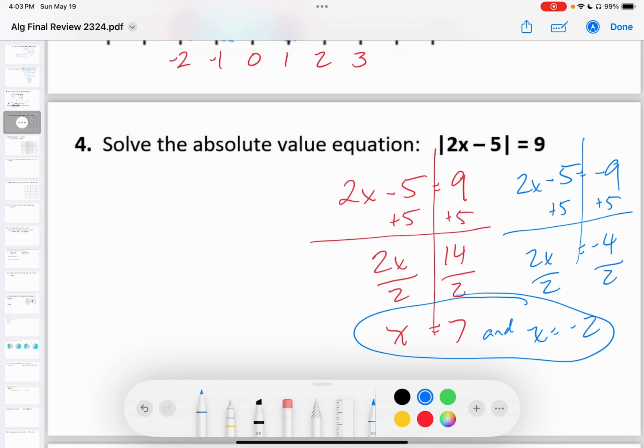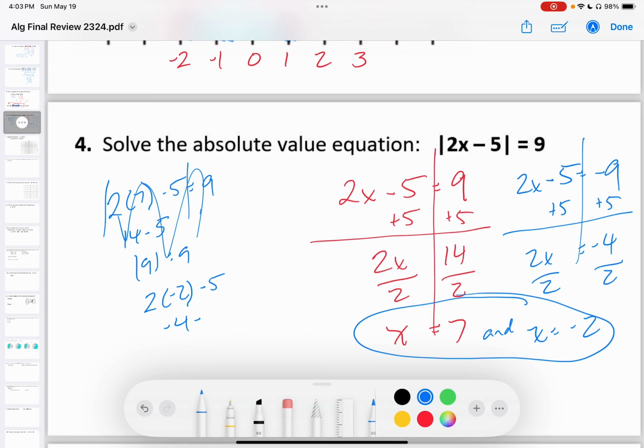X equals -2. And we've got two different answers there. X could be 7. So 2 times 7 minus 5, the absolute value of that would equal 9. Because 2 times 7 is 14. 14 minus 5 is 9. And the absolute value of 9 equals 9. And 2 times -2 minus 5 equals -4 minus 5, which equals -9. But since we're dealing in absolute value, the absolute value of -9 is still 9.